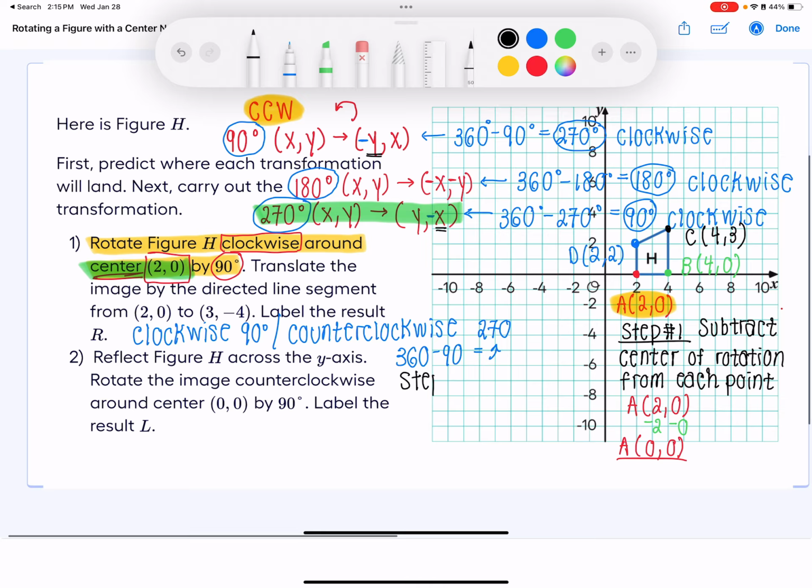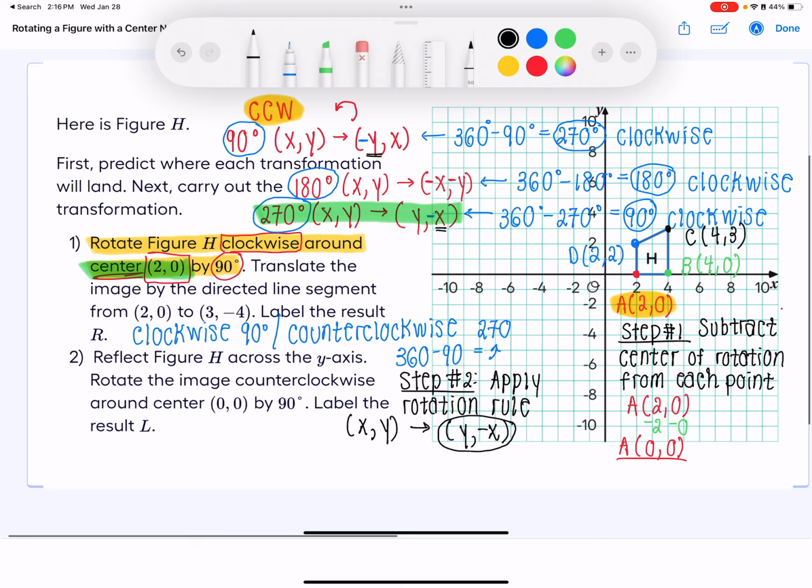Step number 2, I'm going to write over here, is we're going to apply the rotation rule. And remember, here we're focusing on a 90-degree clockwise rotation or 270 degrees counterclockwise rotation. So my rule for this entire problem, for number one, the first part of it, is x comma y goes to y comma negative x. And then negative again is the opposite sign for my new y value.